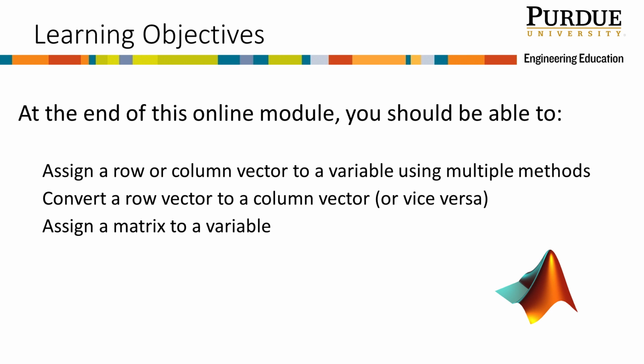At the end of this module, you should be able to assign a row or column vector to a variable using multiple methods, convert a row vector to a column vector or vice versa, and assign a matrix to a variable.